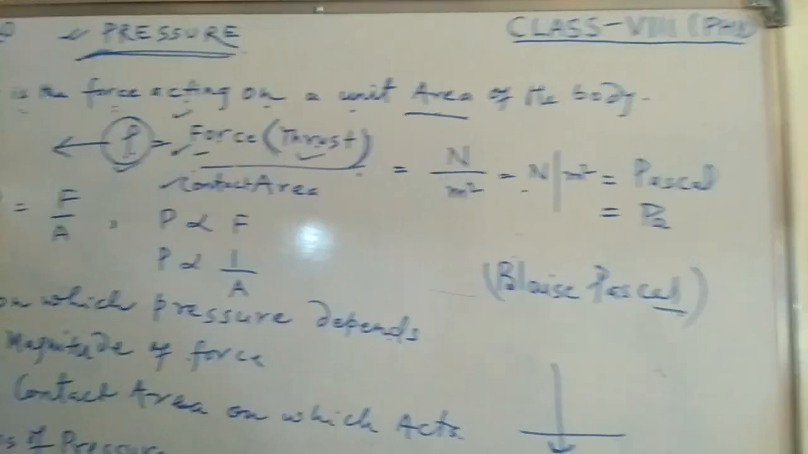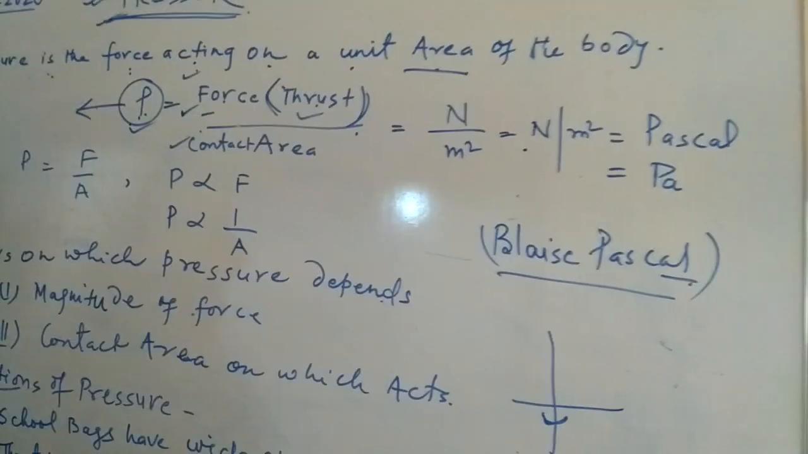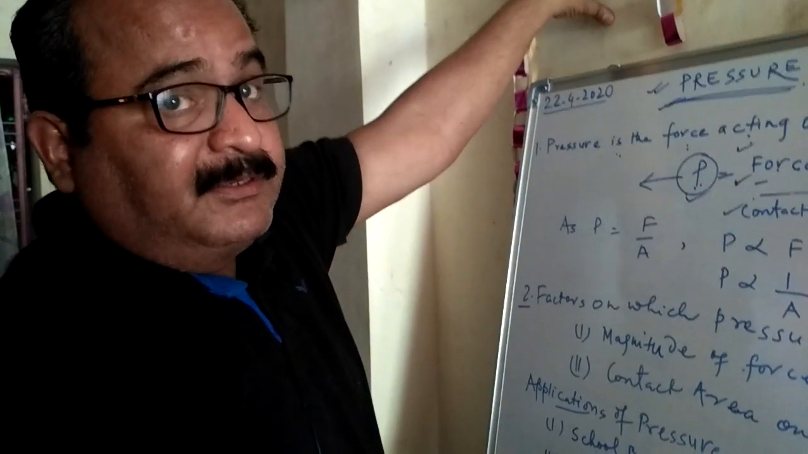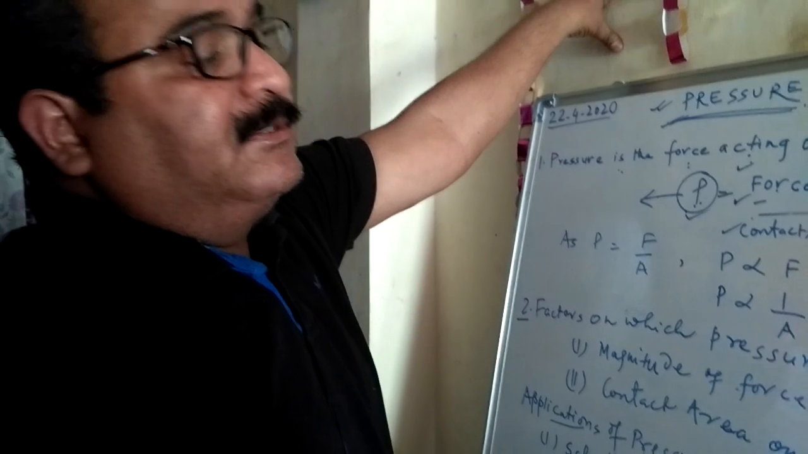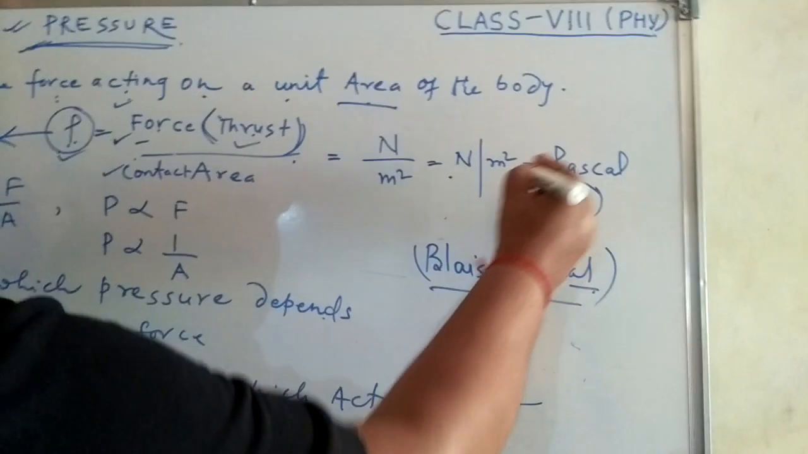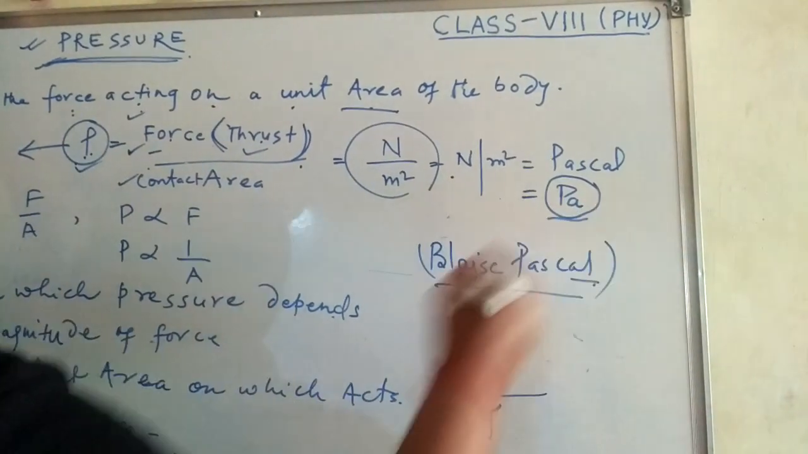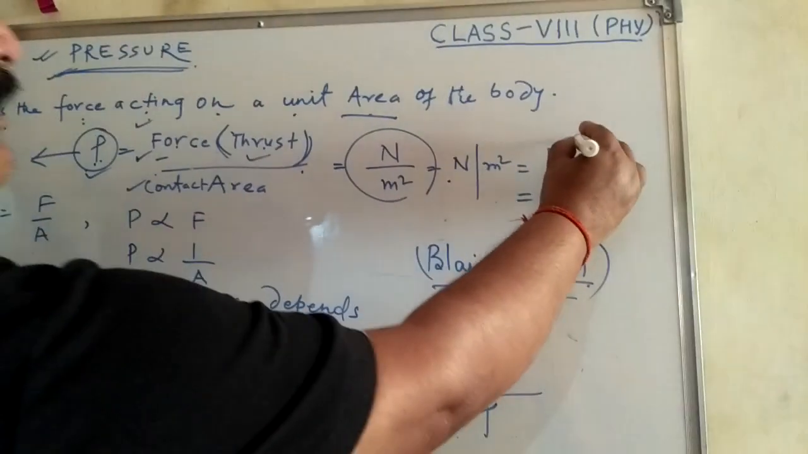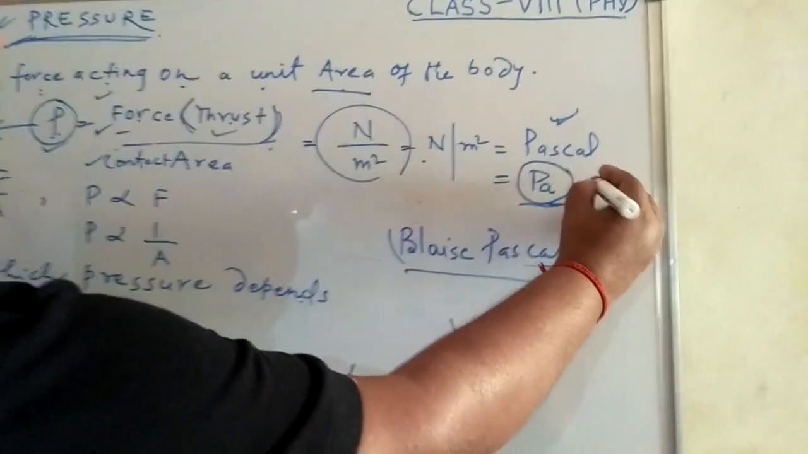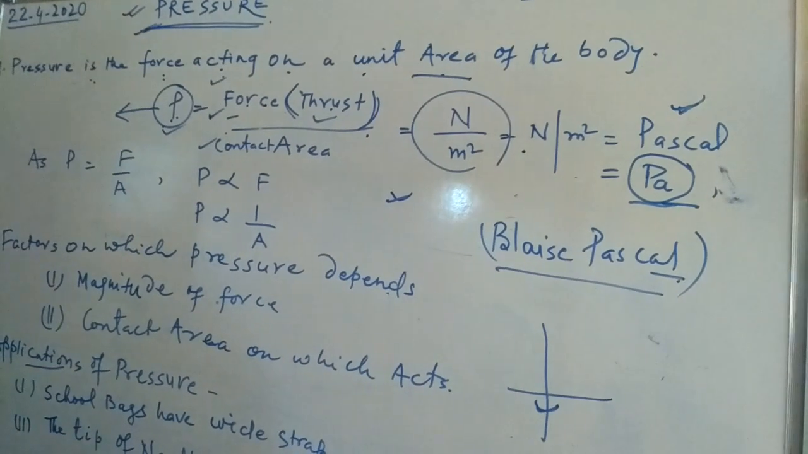But a scientist whose name is Blaise Pascal did lots of work regarding pressure. So to give respect to that great person, we give the SI unit of pressure another name, called Pascal, and it is represented by Pa. So this is all about the pressure.